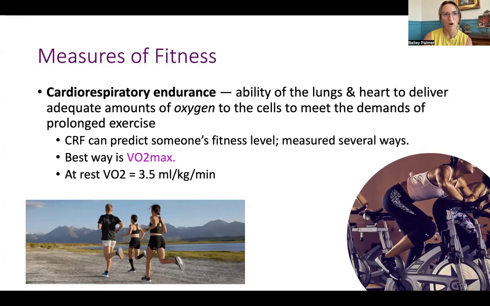This basically tells us how well the body, the muscles and the cells, are able to use oxygen to make ATP. At rest, our VO2 is 3.5 milliliters of oxygen consumed per kilogram of body weight per minute. There are lots of different calculations that we can do to determine someone's exercise at submaximal versus maximal. These are calculations you'll probably do in your exercise testing and prescription classes or applied exercise physiology classes, but here we're just looking at the basic part of it.